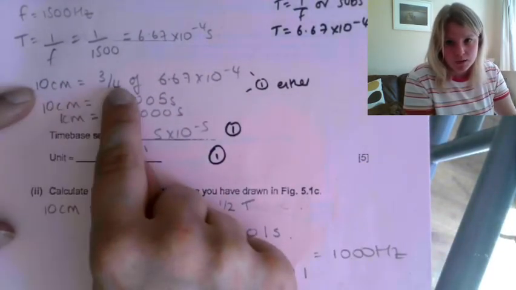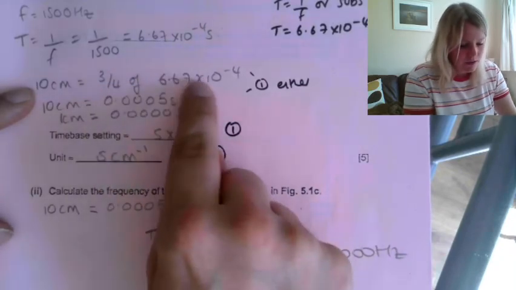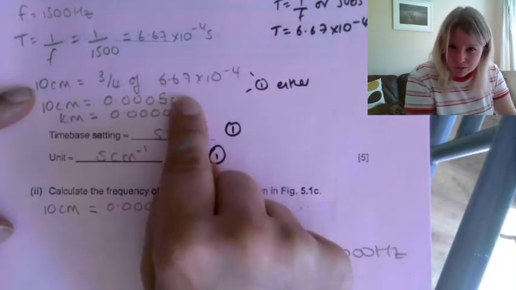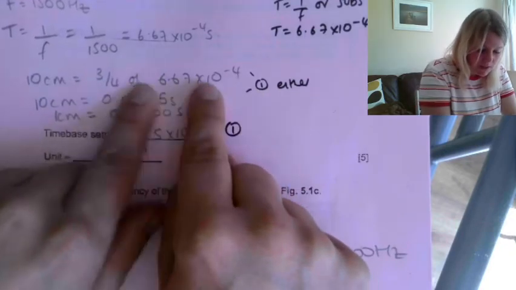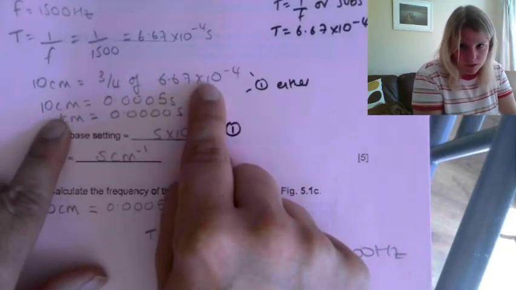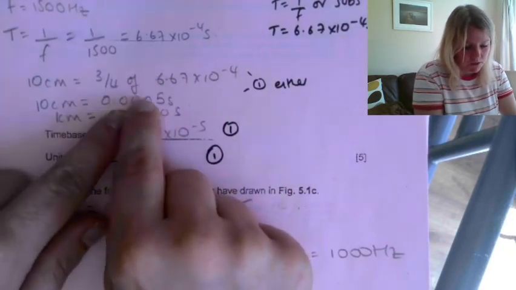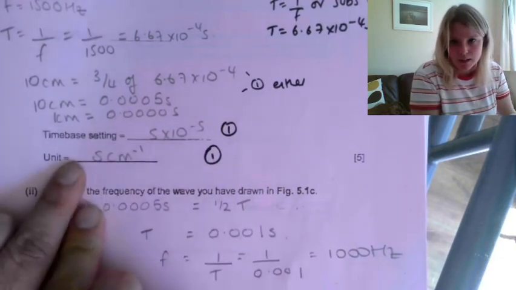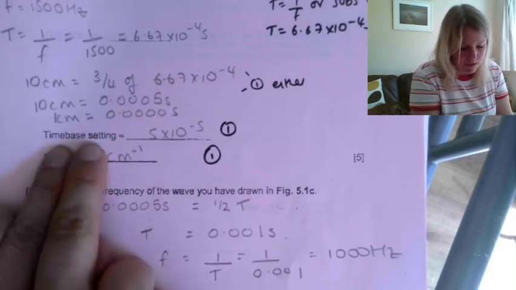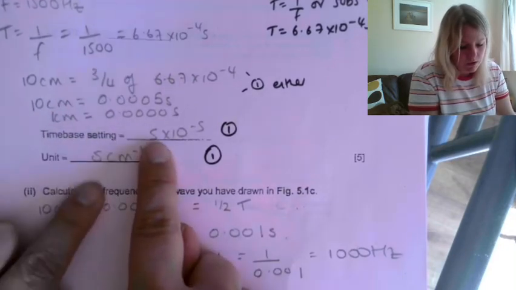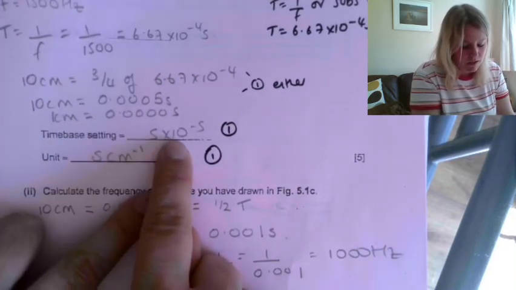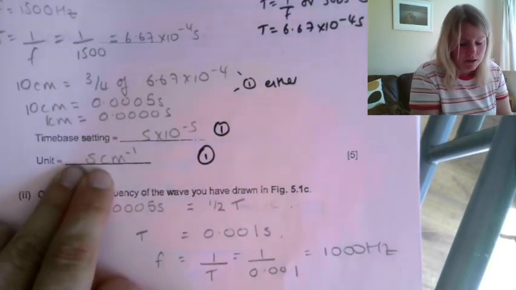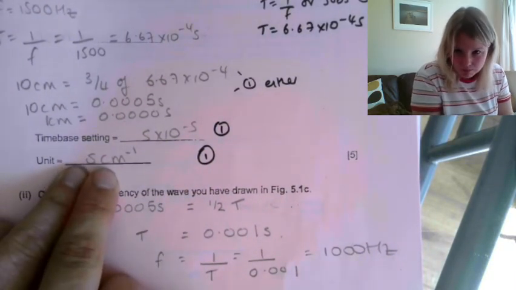So this is the time for one complete wave, and 3/4 of that gives us 10 centimeters. So from here to here, I've just figured this out, which means 1 centimeter is equal to that, and that's what the time base is, what 1 centimeter is equal to. So it's 5 times 10 to the -5, and the unit is seconds per centimeter.